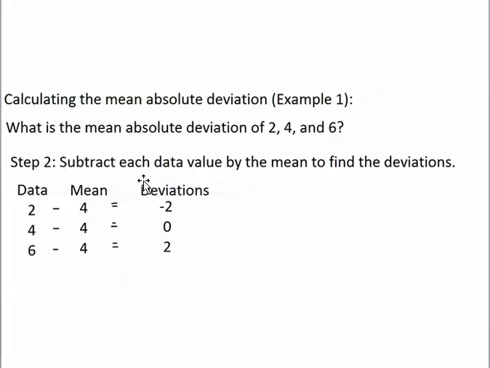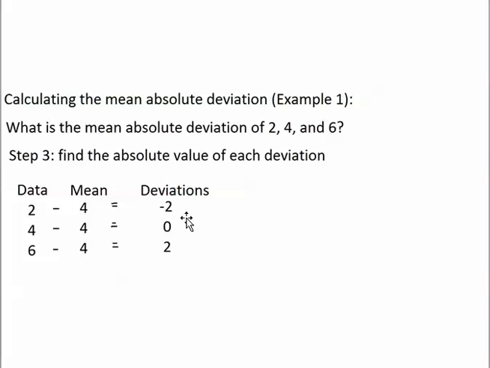And in everyday life, the word deviate means to go off track. So if something is deviating, it means it's going off track from something. So what each deviation shows is how far each data value is going off track from the mean. If the data value is 2 below the mean, its deviation is -2 because it's 2 off track in this direction. And if the data value is 2 above the mean, it has a deviation of +2 because it's 2 off track in the other direction.